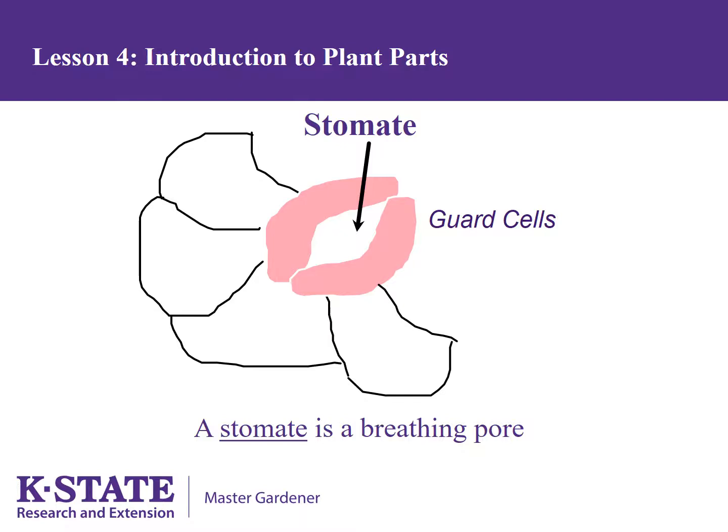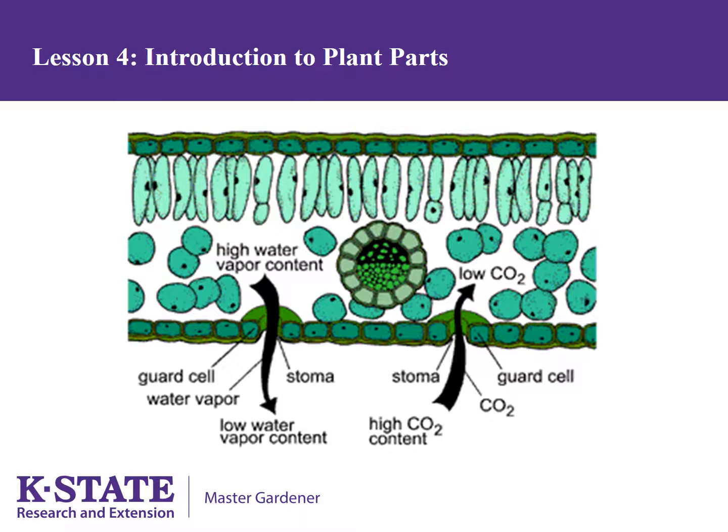Why would there be a reason for the stomates to close? Well, when the stomate is open, not only is it easier for carbon dioxide to enter, but it's also easier for water vapor to escape. Plants under drought stress will close stomates to preserve water and prevent wilting.